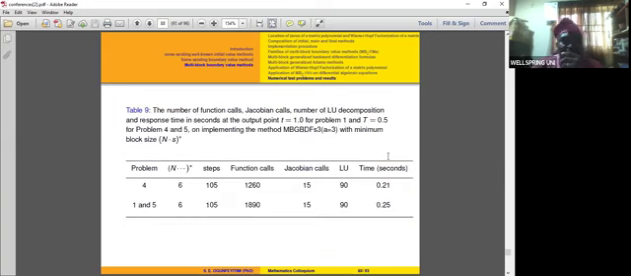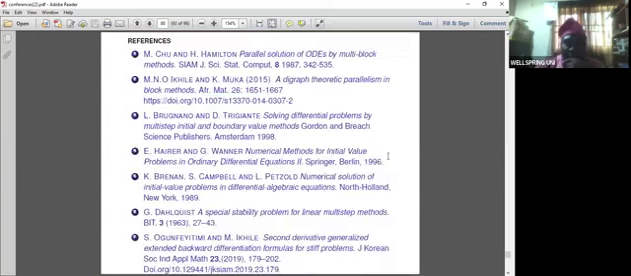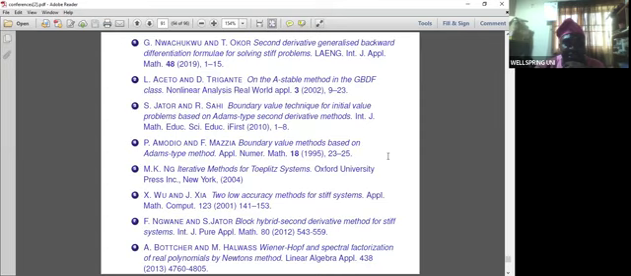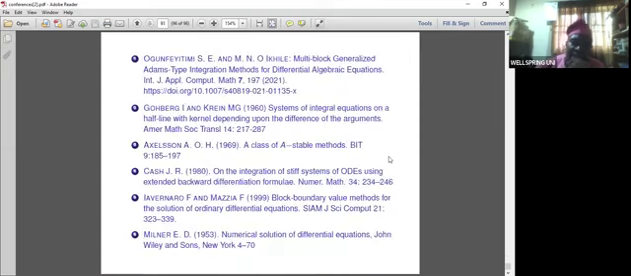Then in table 9, we listed the number of function calls, Jacobian evaluations, number of LU decompositions, and response time in seconds at output points of t equals 0 for problem 1, problem 4, and problem 5. We listed it here. So thank you. These are the references.